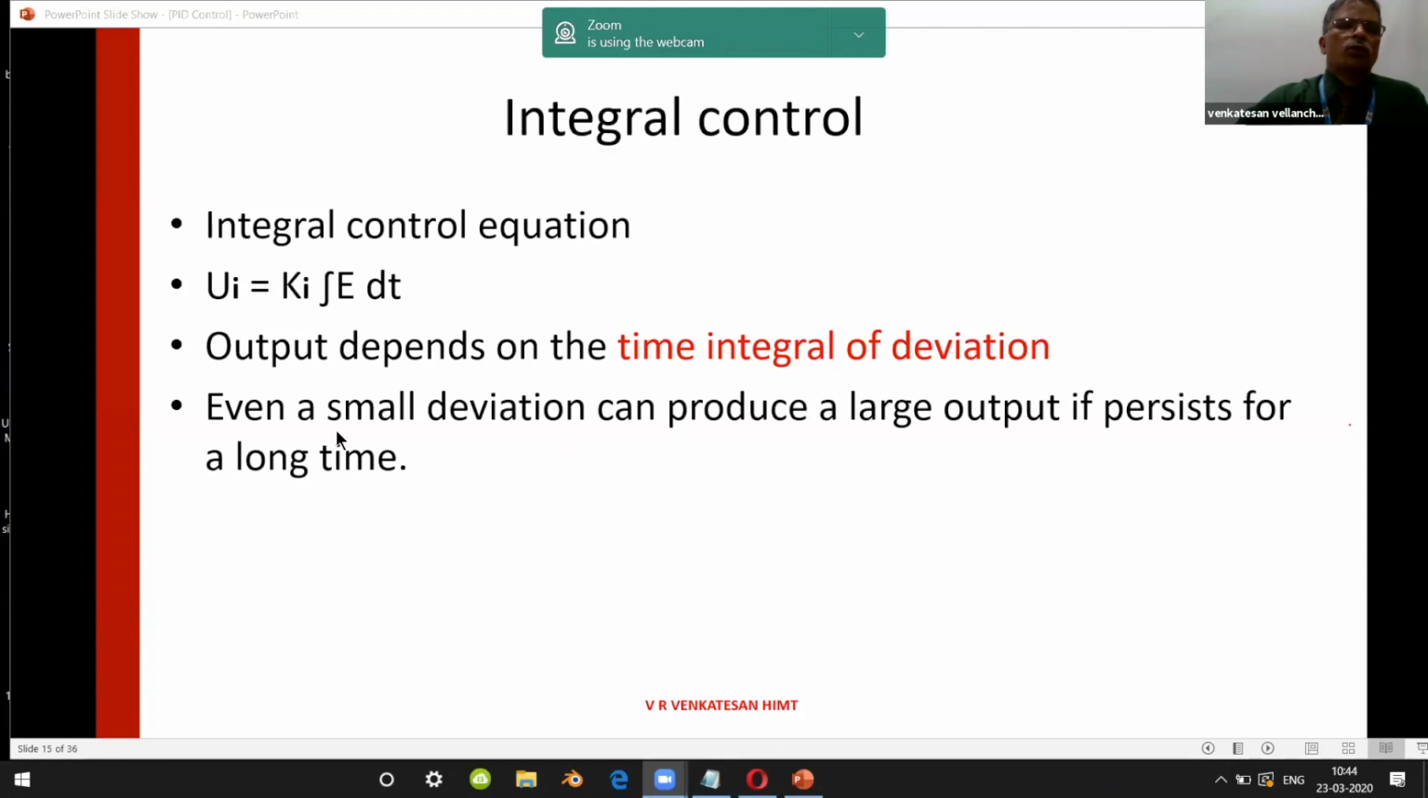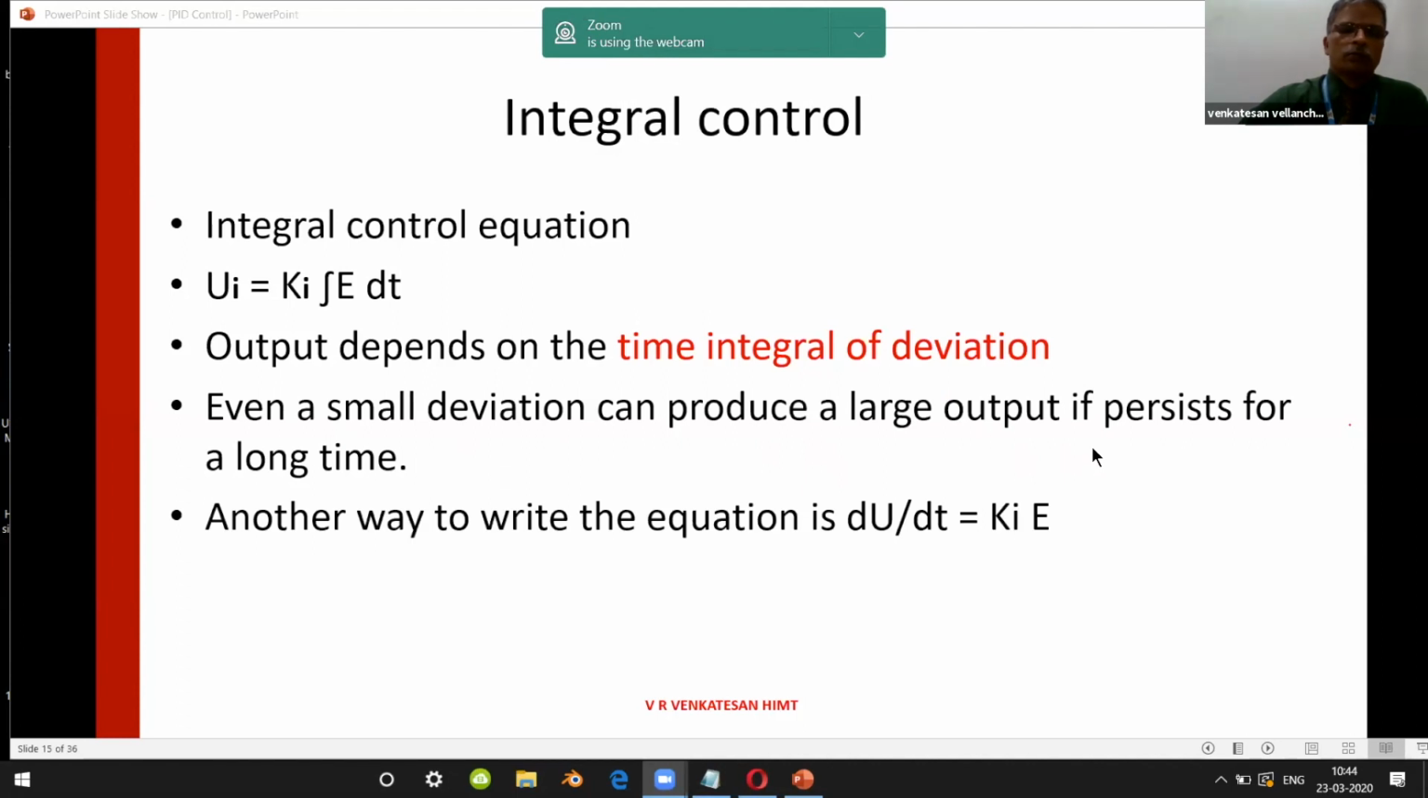The issue is that even a small deviation can produce a very large output if it persists for a long time. Even a constant error will produce increasing outputs. There is another way to write the same integral control, which is du/dt = Ki e. That means you differentiate this equation, and if you differentiate both sides, you will get this one.